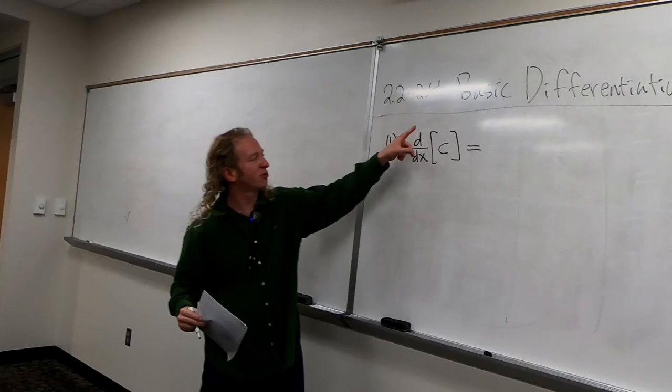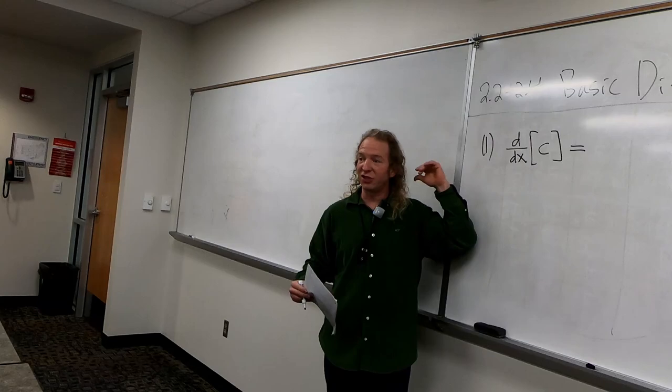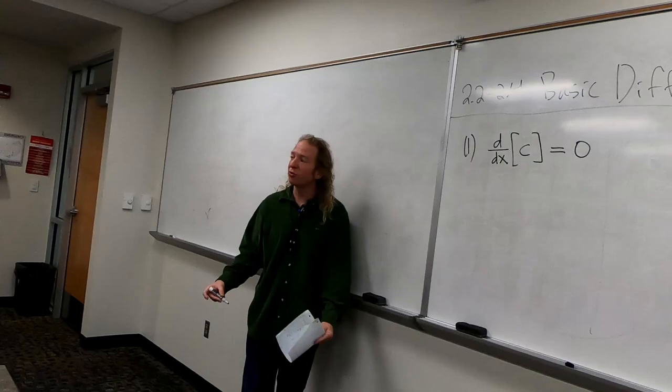Okay, so the derivative of a number or a constant with respect to x is just zero. So whenever you have a number and you're finding the derivative, you just put zero. Let me give you an example right away so you see it.